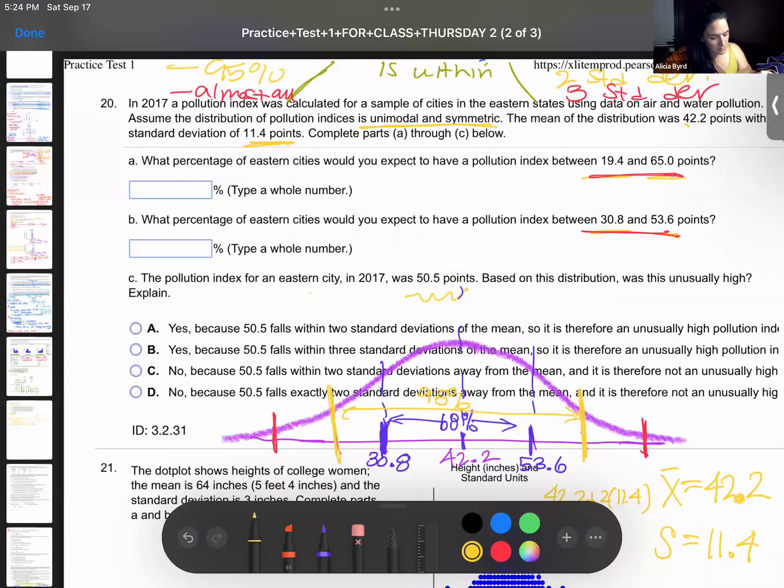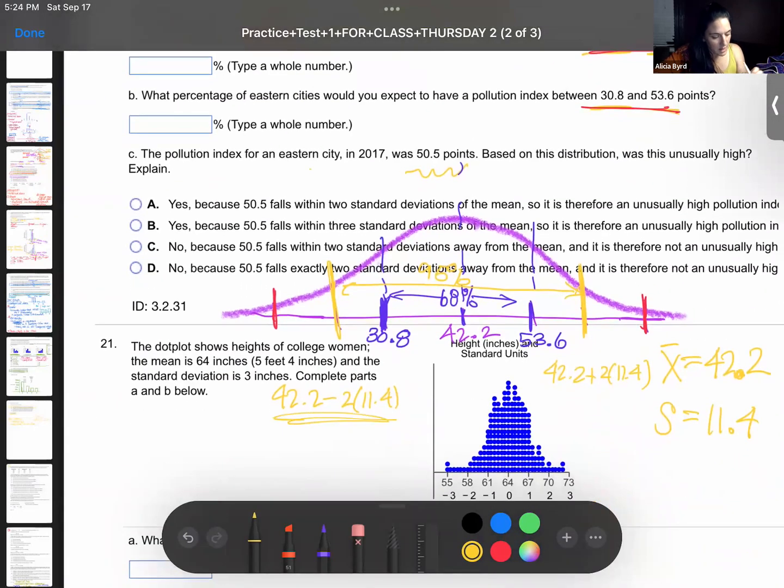The next one we want to do is we're going to do where we're subtracting 2 times that, or you could just take this number and subtract another 11.4, however you want to do it, same thing. So I erased it. So I'm just going to do 42.2.